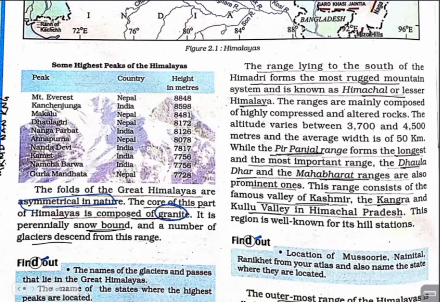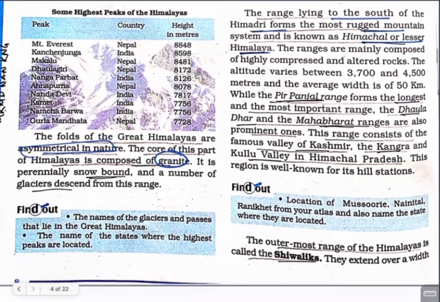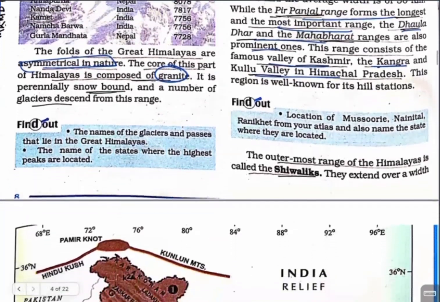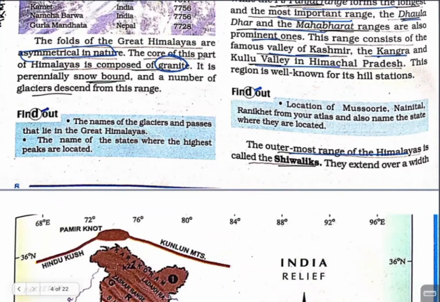The range lying south of the Himadri, forming the most rugged mountains in the system, is known as Himachal or Lesser Himalaya. While the Pir Panjal range forms the longest and the most important range, the Dholadhar and Mahabharat ranges are also prominent ones. These ranges contain the famous valleys of Kashmir, Kangra, and Kulu in Himachal Pradesh. The outermost range of the Himalaya is called Shivaliks.